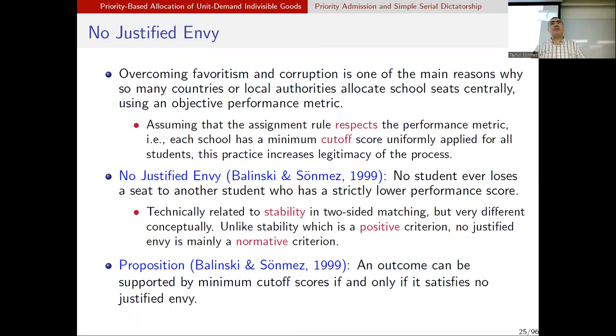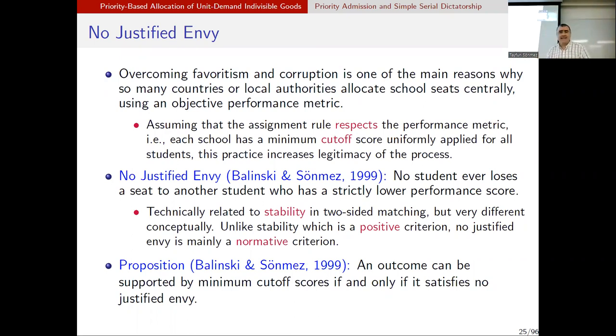And I think stability is hugely overrated. It's not stability doing the job. Like, you cannot do blocking in many applications. And when you explain to policymakers, they'll not understand what you are trying to do. But if you talk about no justified envy, you can talk about, you know, minimum cutoffs. You know, we are enforcing these priorities that we put. Everybody understands, right? So importantly, unlike stability, which is a positive criterion, no justified envy is a normative criterion.